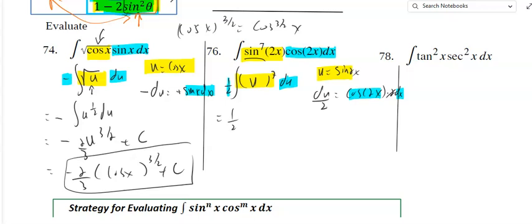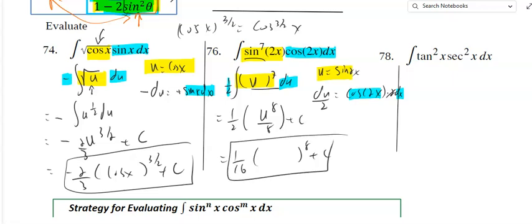And that would be 1/2. And this integral will be add 1 to the power divided by that. So that is 1 over 16. And u initially was the sine of 2x. And there it is.